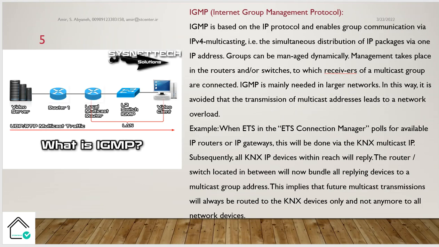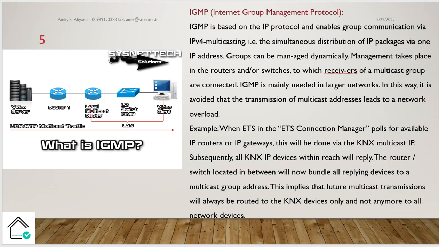And last but not least is IGMP, Internet Group Management Protocol. It is based on the IP protocol and enables group communication via IP version 4 multicasting, the simultaneous distribution of IP packets via one IP address. Groups can be managed dynamically. Management takes place in the routers and switches to which receivers of the multicast group are connected. IGMP is mainly needed in a larger network. In this way, it is avoided that the transmission of multicast addresses leads to a network overload.